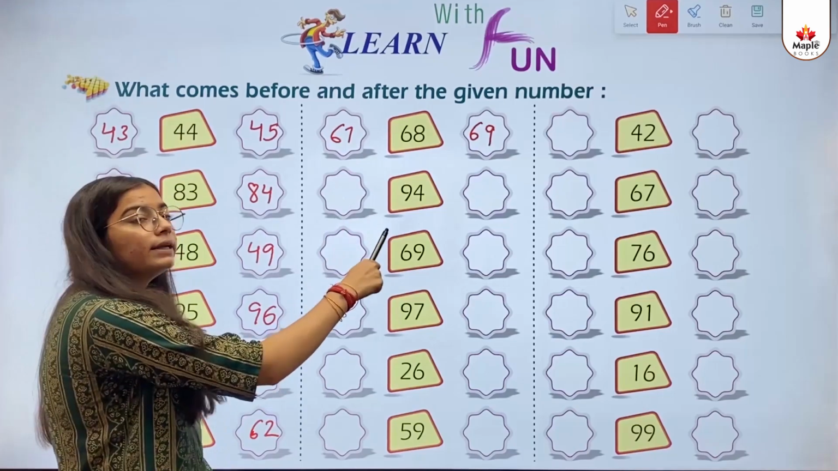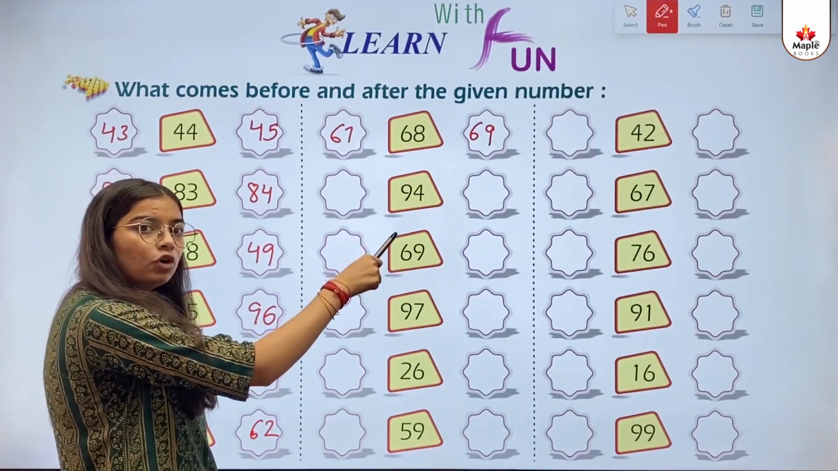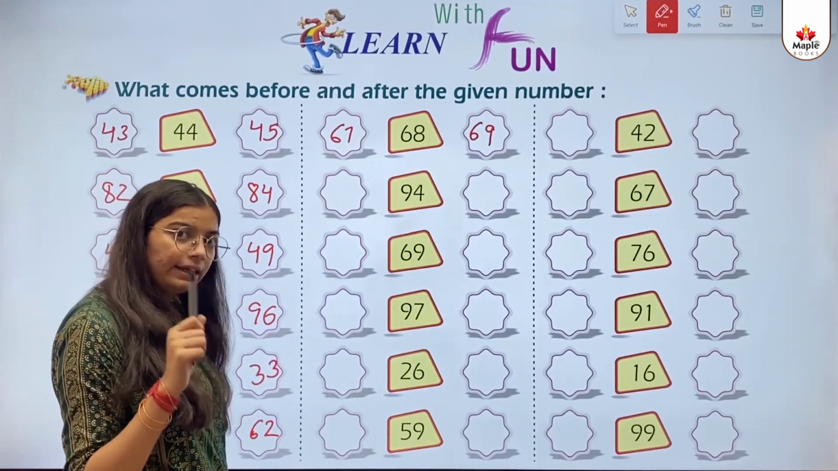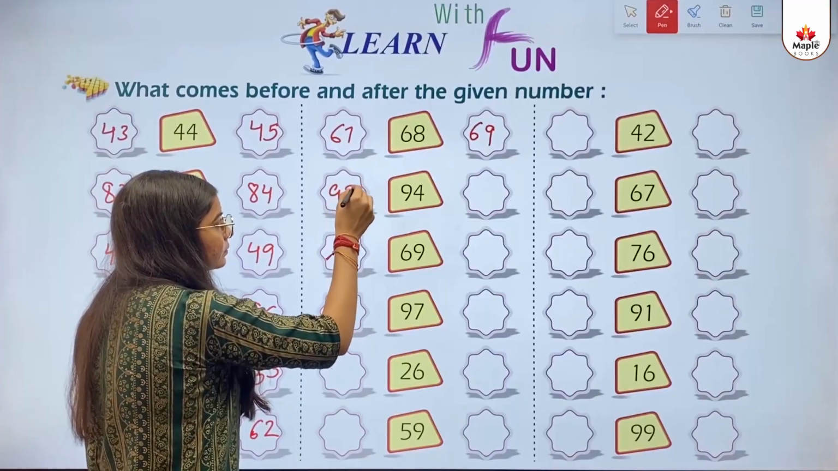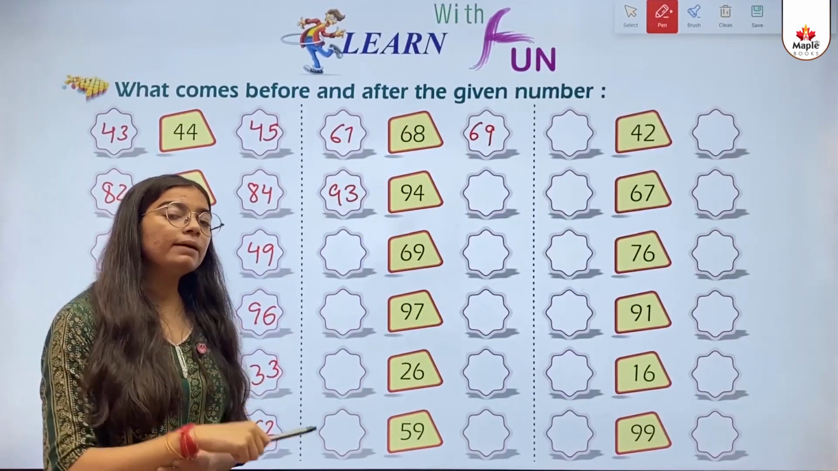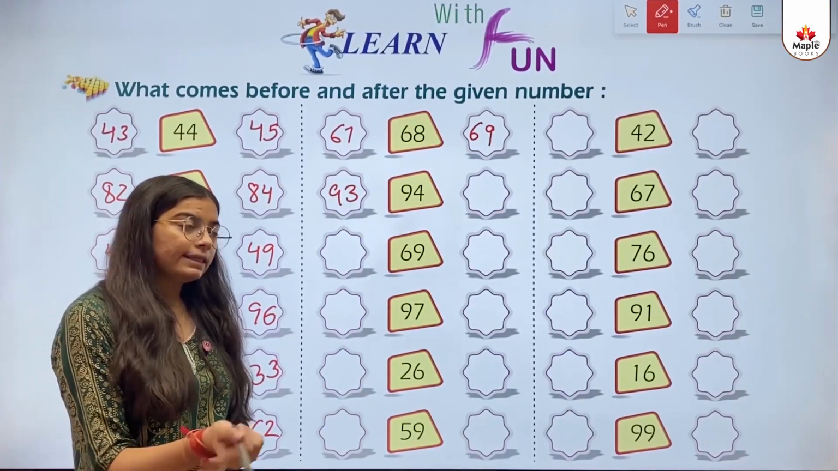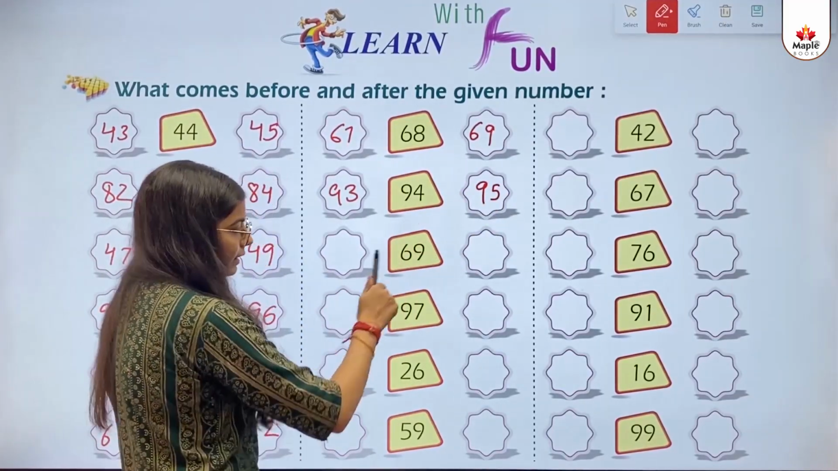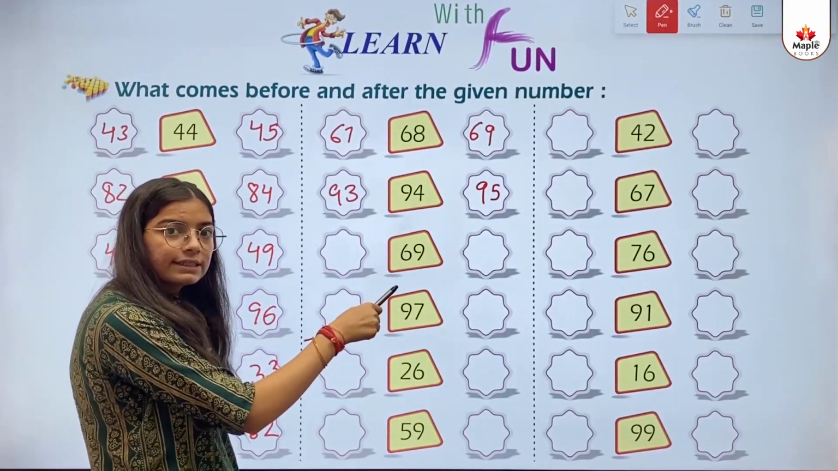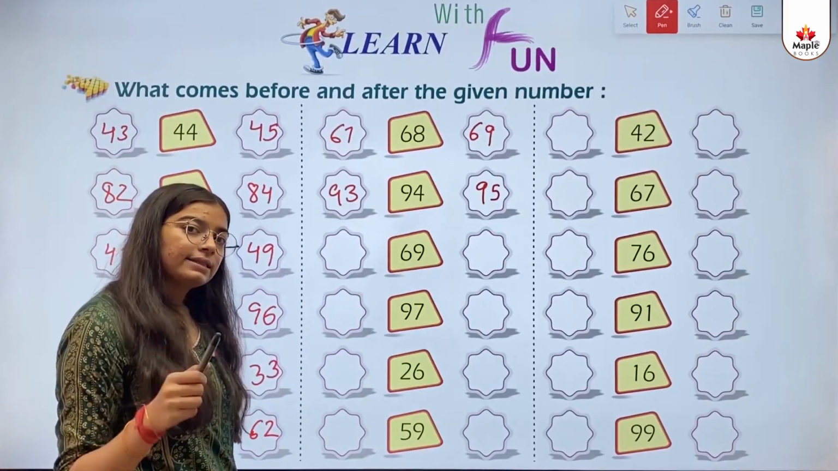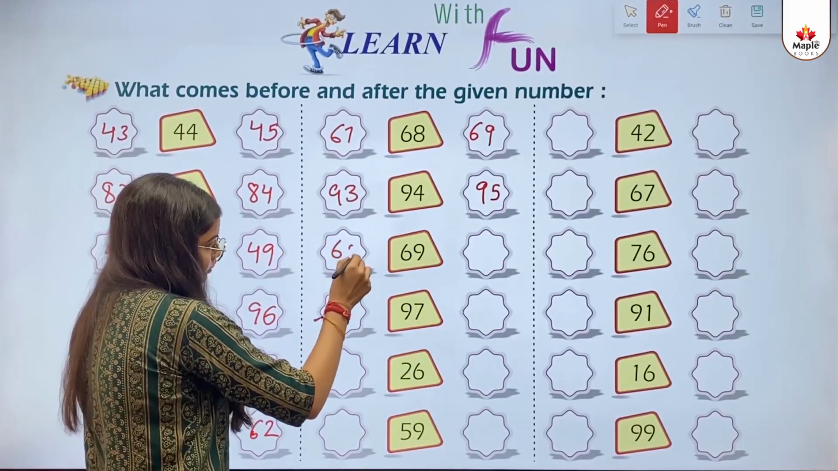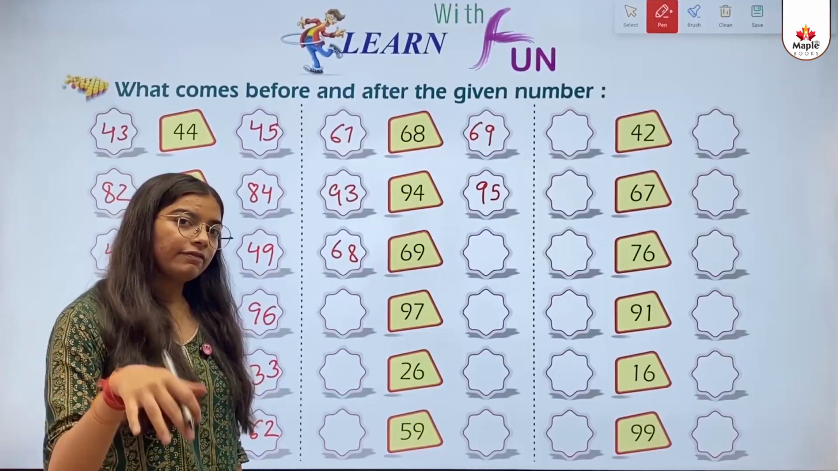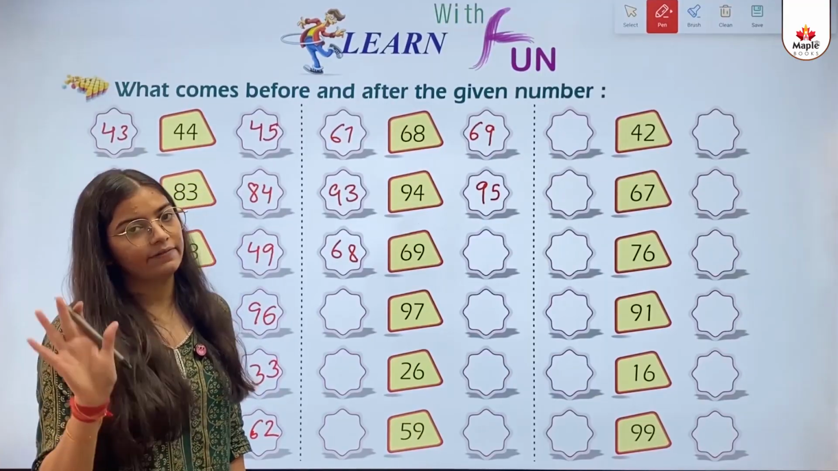Then what comes before 94? That is 93. Then what comes after 94? That is 95. Then what comes before 69? That is 68. Then what comes after 69? That is 70.